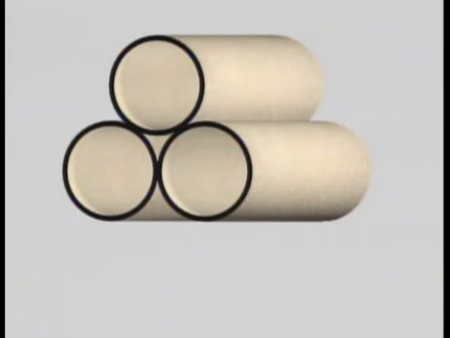As we've seen, the Pythagorean theorem can be used to solve problems with rectangles and circles. Here's another example. 3 round pipes are stacked like this. Each pipe is 3 feet in diameter. How high is the stack of pipes?